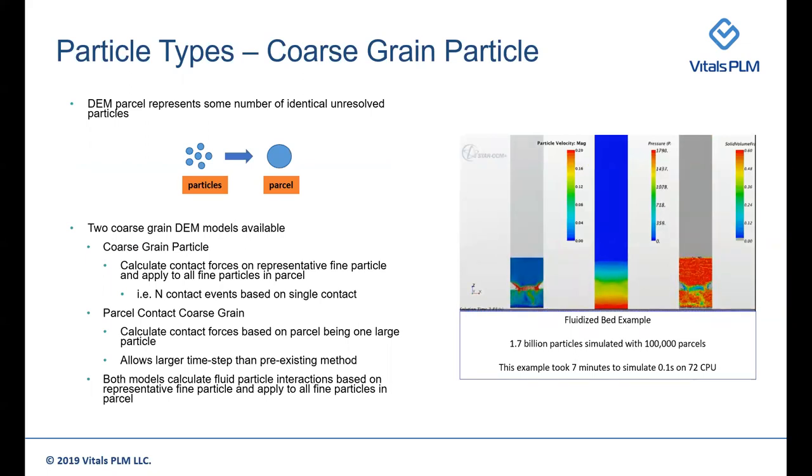The second model we discuss here is the coarse grain particle approach. As we have seen in the previous slide, a coarse grain particle is a parcel representing a number of identical unresolved particles. Here we see an example of a fluidized bed where 1.7 billion particles are simulated with 100,000 parcels, which are coarse grain particles, and which help to significantly reduce the computational time to 7 minutes to simulate 0.1 seconds of physical time using 72 CPUs.